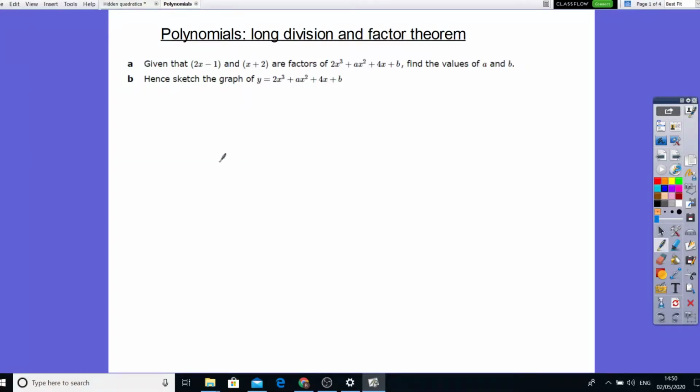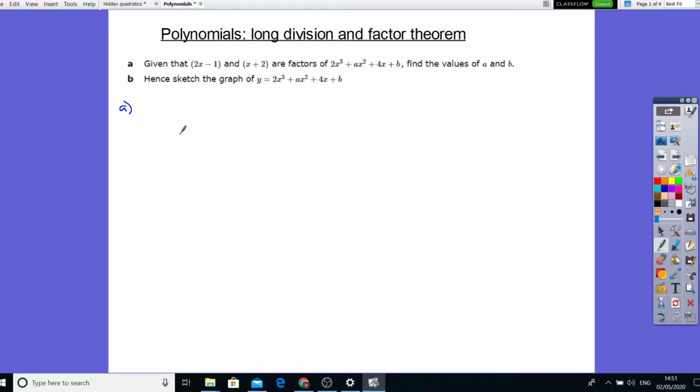Mr. Bator here. Today we're going to look at polynomials, long division and factor theorem, and hopefully sketch some graphs using this. Okay, so let's look at the first part, A. It tells you, given that 2x minus 1 and x plus 2 are factors of 2x cubed plus ax squared plus 4x plus b, find the values of a and b.